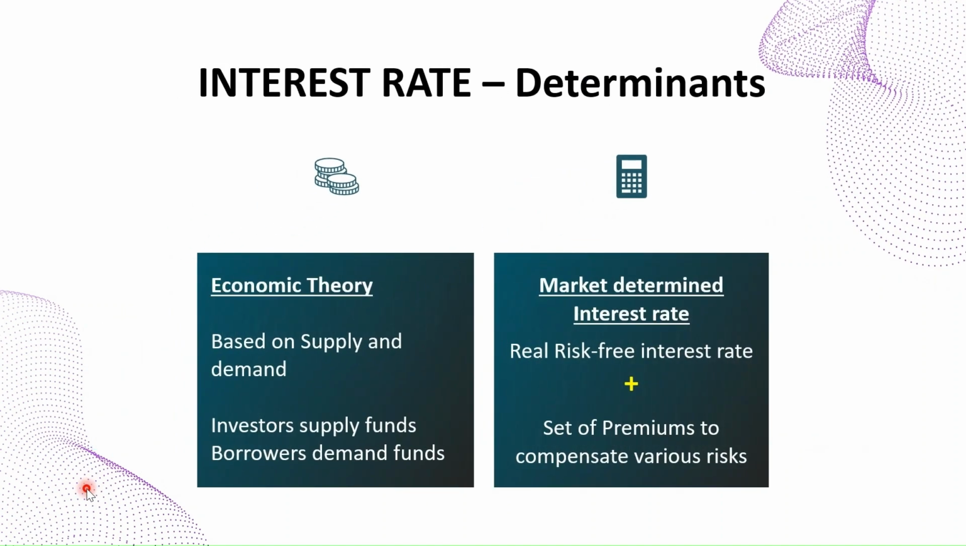Now let's see the determinants of interest rate. Interest rates are influenced by several factors. Based on economic theory, it can be determined by the interaction of supply and demand in the financial market. Investors supply funds, borrowers demand funds. Increased investor savings, that is supply, leads to lower interest rate. High borrowing demand leads to higher interest rate. Or it can be market determined. This market determined interest rate is composed of real risk-free interest rate plus a set of premiums to compensate various risks.